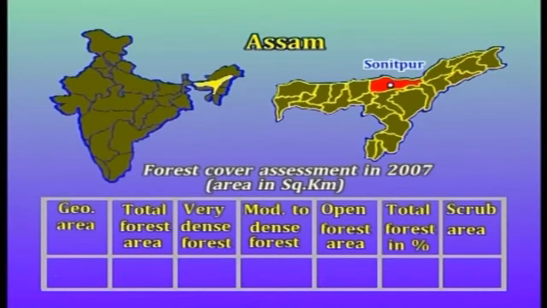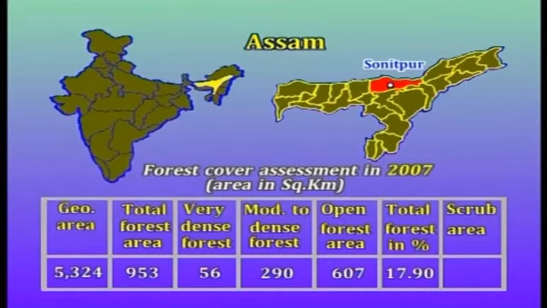District Sonitpur. The geographical area of Sonitpur district of Assam is 5,324 square kilometers in 2007. The total forest cover is 953 square kilometers, out of which the very dense forest cover is 56 square kilometers. The moderate to dense forest cover is 290 square kilometers. The open forest cover is found to be 607 square kilometers. Altogether, these forests cover about 17.90% of the geographical area of the state.